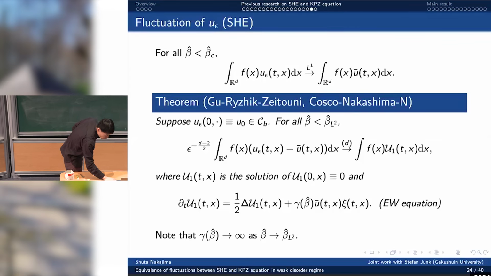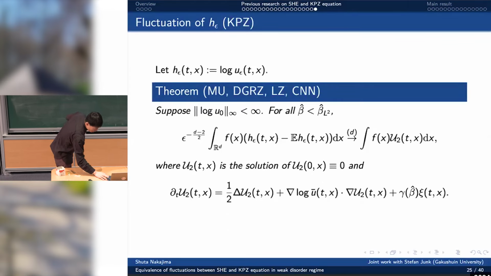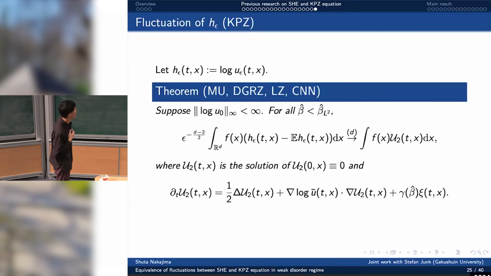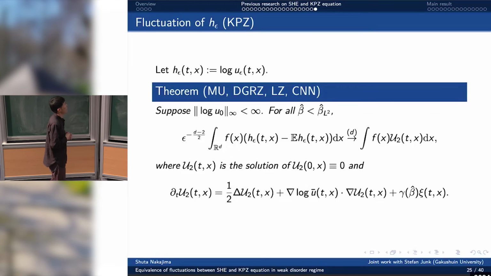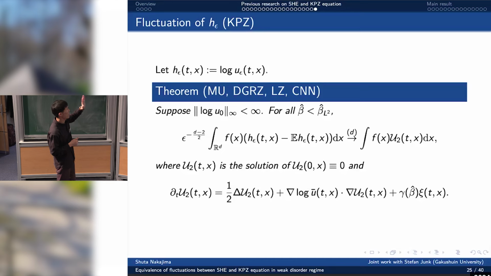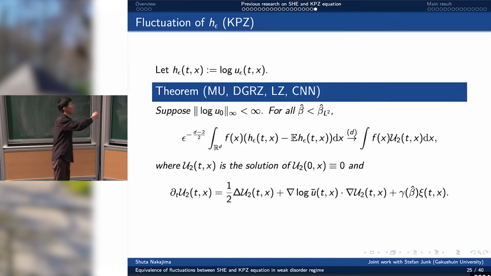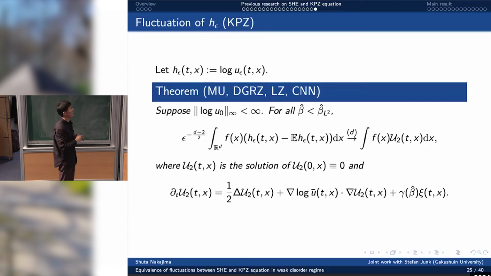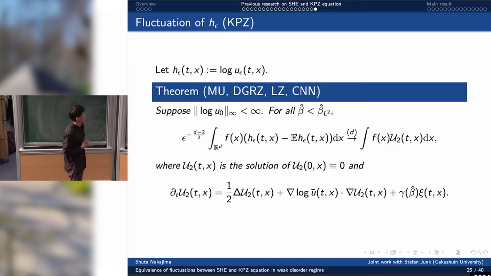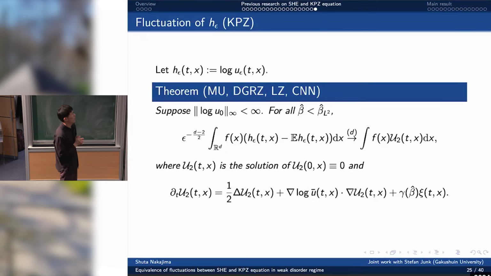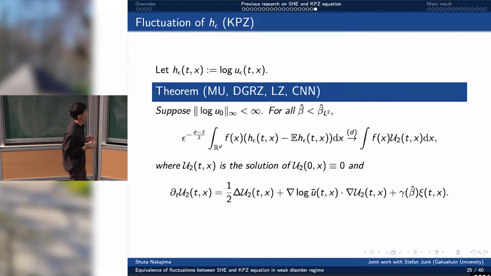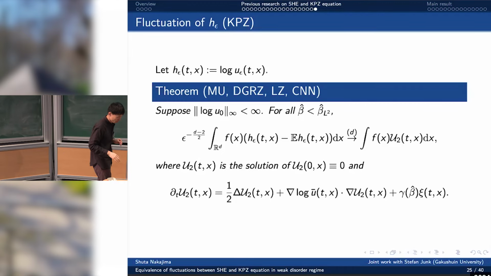Okay, this is the SHE fluctuation, and this is a slide for the fluctuation of KPZ. For KPZ, something similar happens. If beta hat is less than beta L2, so in the L2 regime, then the fluctuation of the KPZ equation converges to the Edwards-Wilkinson equation in this case also. It has a bit different form, but almost the same. And actually, this is a Gaussian process. So U2 is a kind of Gaussian process. They are very similar.